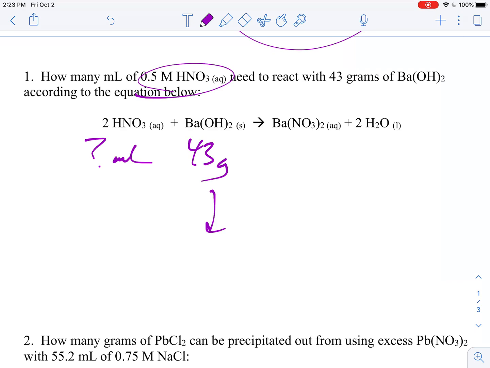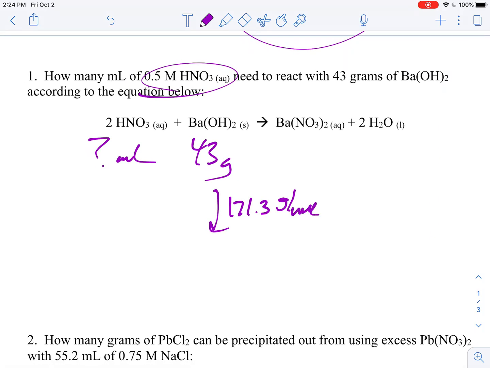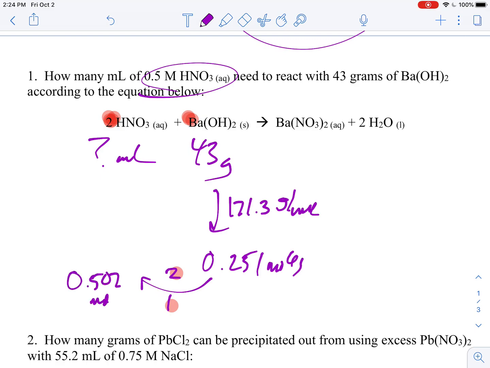The first step is to make sure that you turn this into moles. Barium hydroxide weighs 171.3 grams per mole. So 43 divided by 171.3 gets you about 0.251 moles here. Now we're going to go over by our ratio. Remember, we've got a 2-to-1 ratio, so we're going to multiply this by 2 and divide it by 1, because you have to take those numbers into account. So then you're looking at about 0.502 moles here.